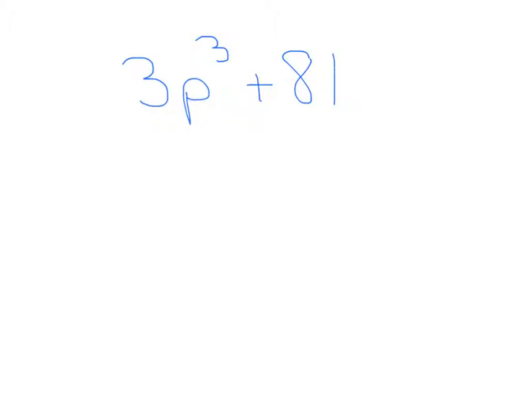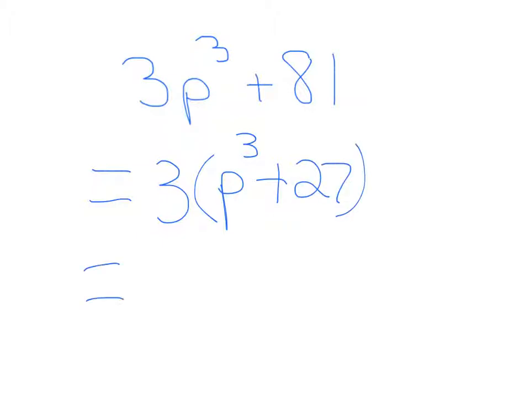The next example appears to be the sum of two cubes, but first we need to factor out the GCF of a 3. 81 is not a perfect cube number, neither is 3, so that's kind of a key, but always make sure you remember to look for that GCF. It's easy to forget. So I will factor out the GCF of a 3 times what's left, which is p cubed plus 27. Now I recognize that 27 is a perfect cube number of 3 cubed.